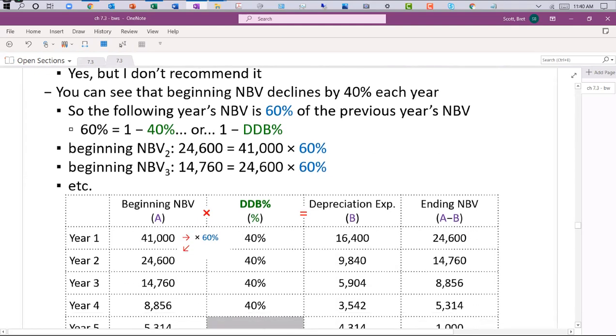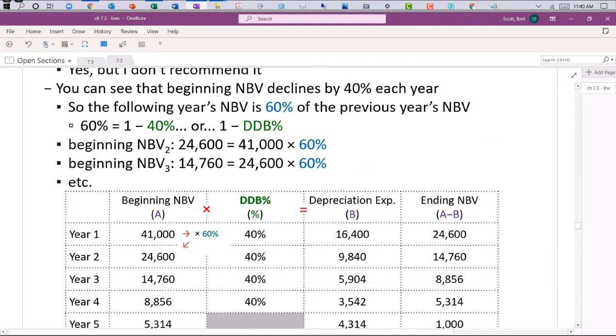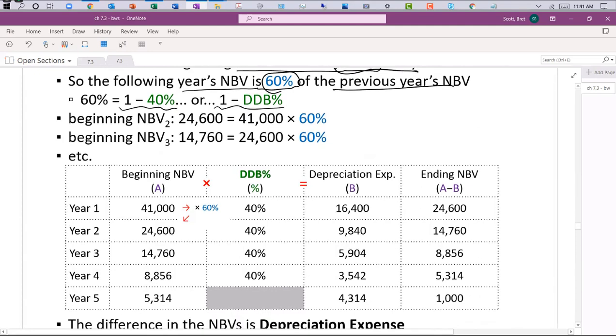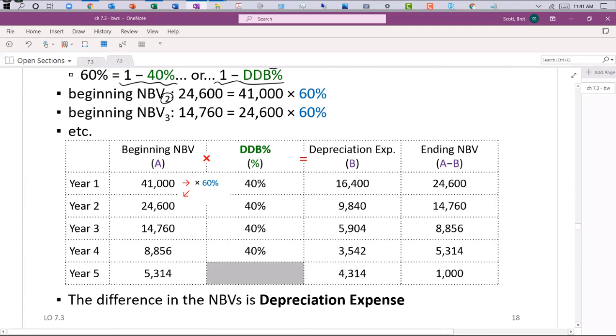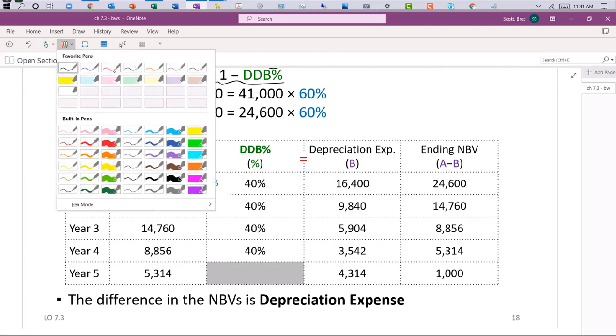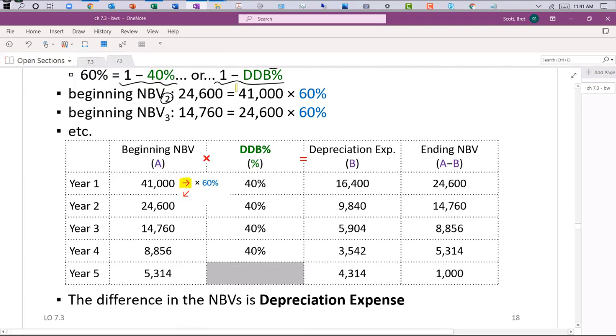Okay, so you can sort of see a pattern evolve here. The beginning net book value declines 40% each year. So the following year's net book value is 60% of the previous year's net book value. 60% is just the one minus the double declining balance rate. So beginning net book value for year two is 24,600. That's just taking the 41,000, let me use the highlighter here. Take the 41,000 right there, then multiply it by 60%, which is 1 minus the double declining balance rate, right? And that gets you 24,600.